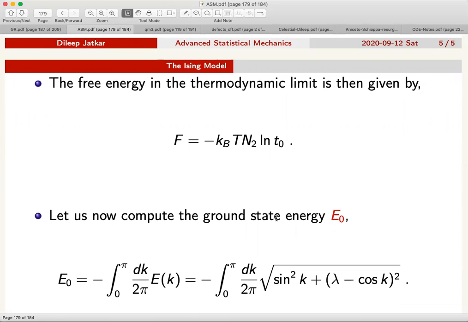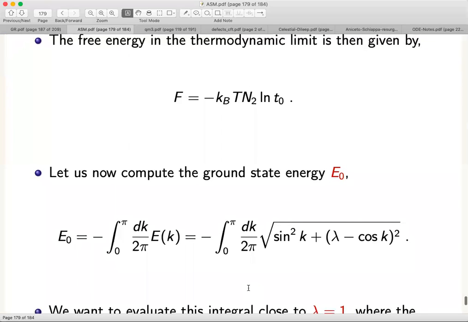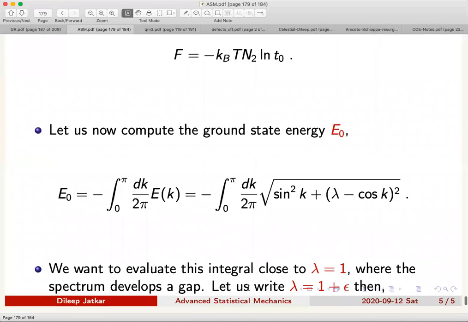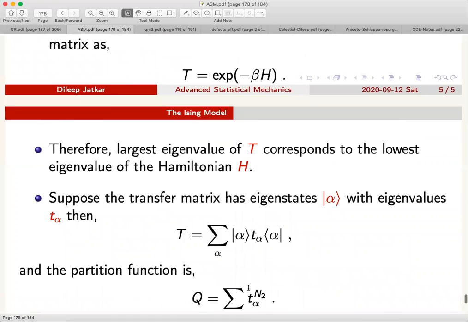Remember that the ground state energy, as I said some time ago, corresponds to filling up all negative energy states. As a result, E0 is actually minus the integral of E_k for all k values. That's why there is a minus sign. We are just trying to fill up all those states. So let's try to compute this quantity. Now remember, going back to this graph.